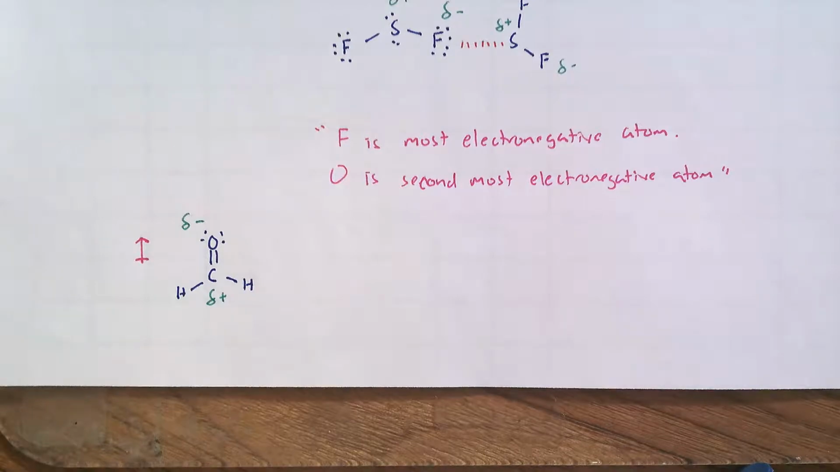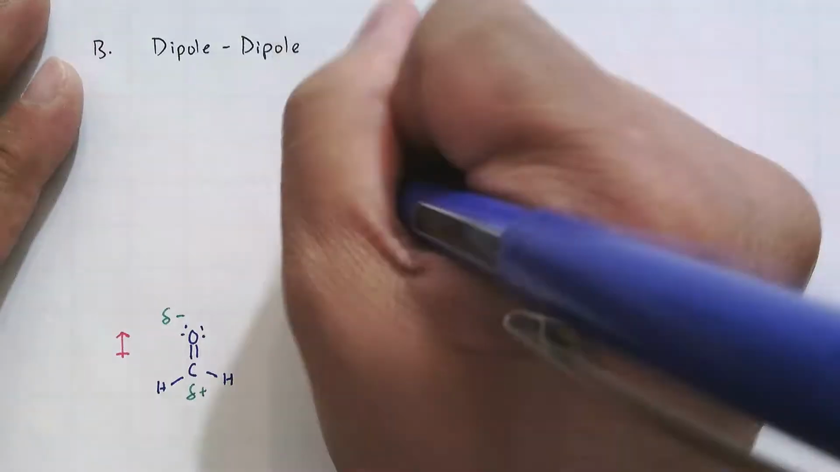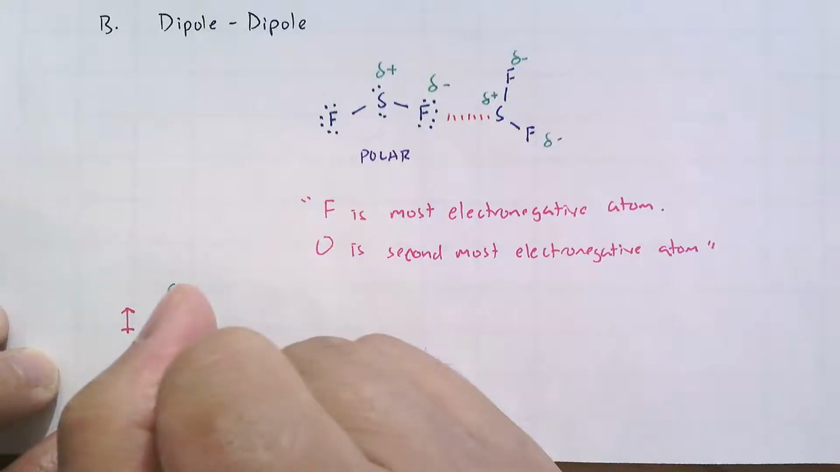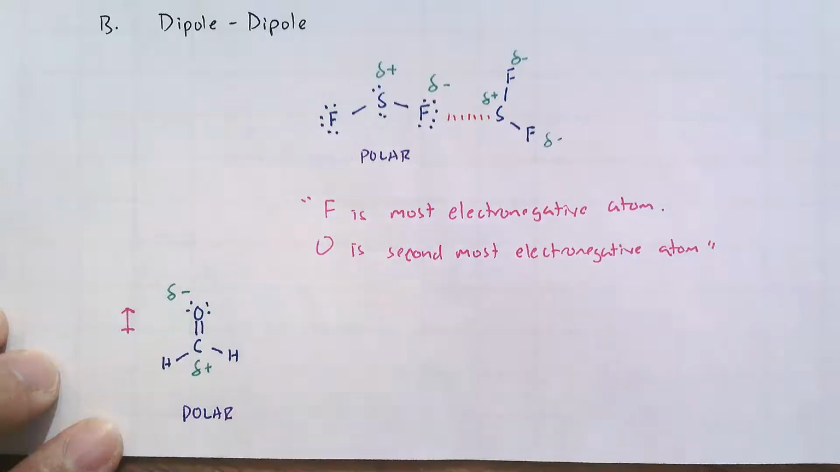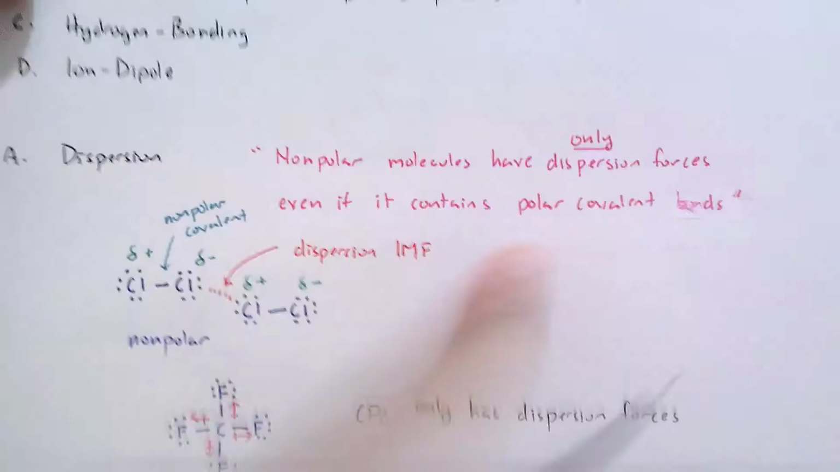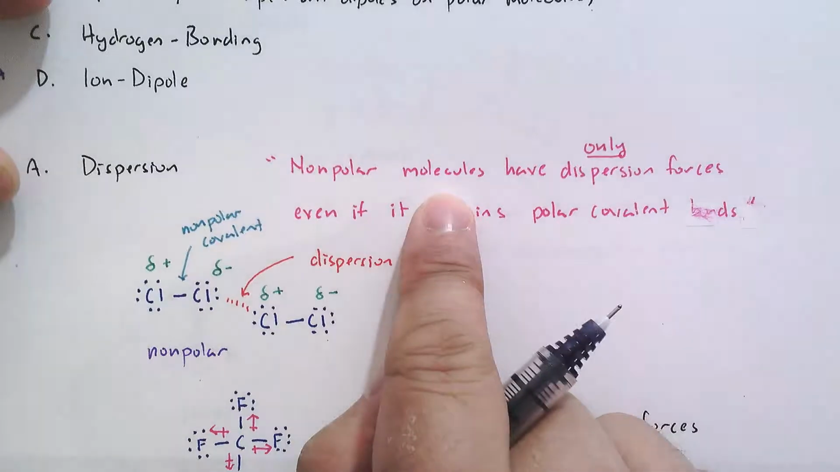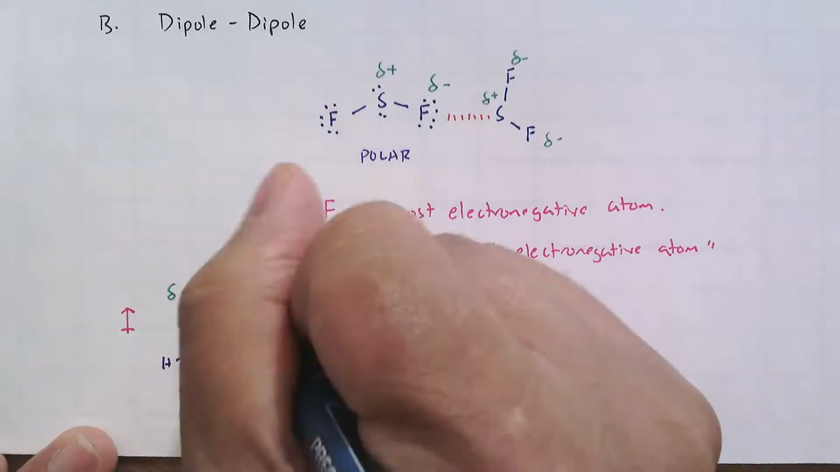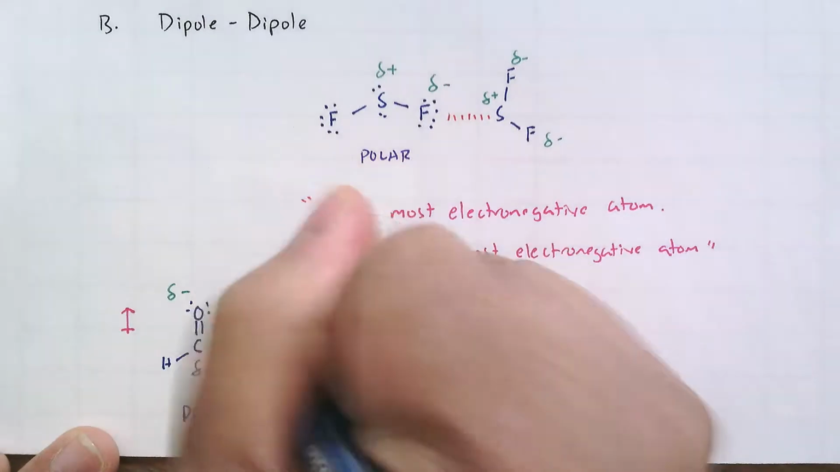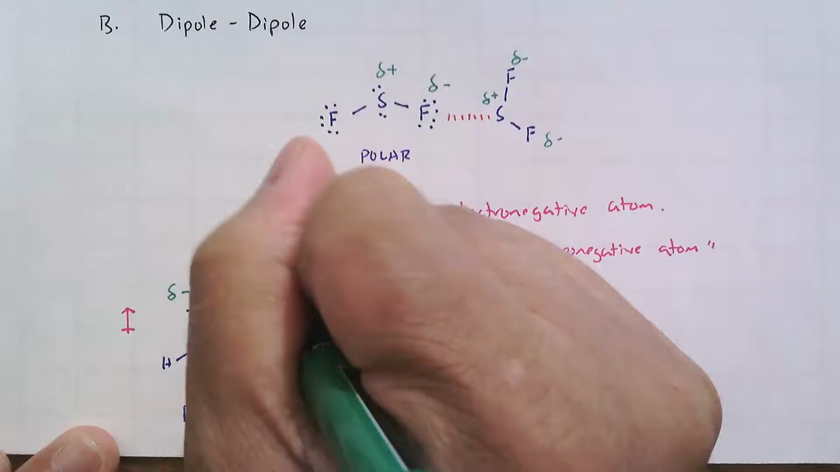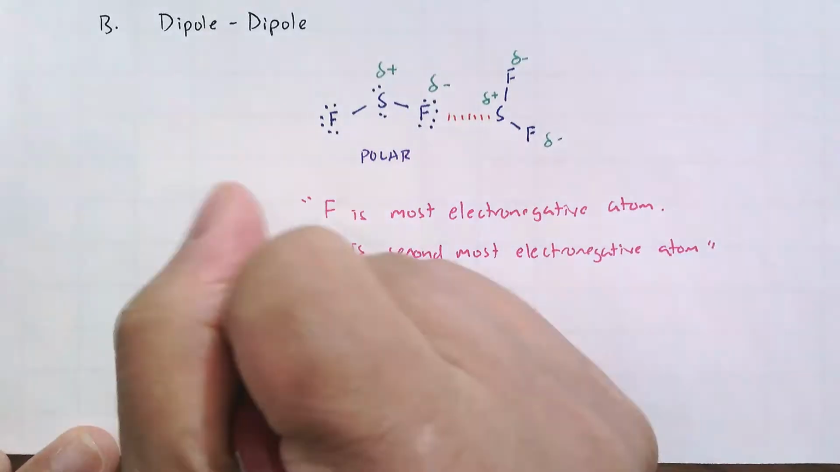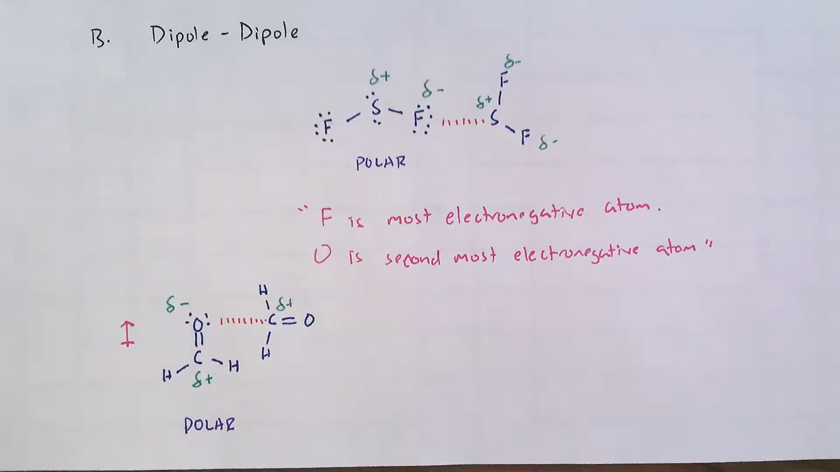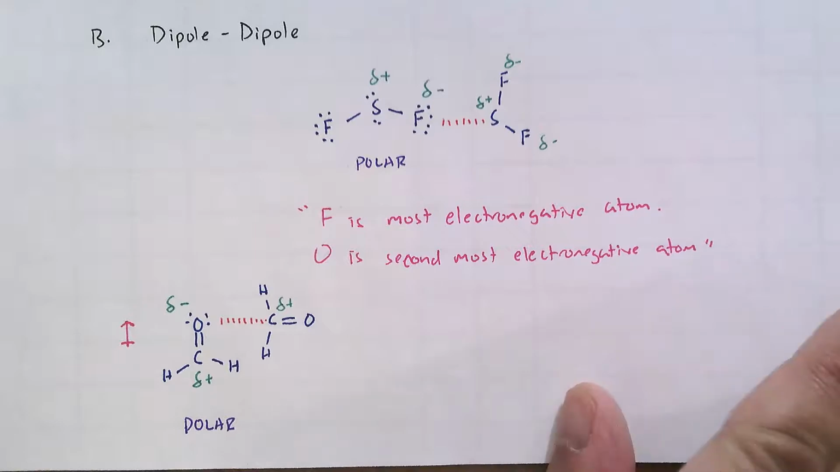But also, and I should have mentioned it for SF2, only polar molecules can have dipole-dipole interactions. So if it's nonpolar, go back to dispersion and say that nonpolar molecules only have dispersion forces. How would you draw a dipole-dipole interaction in this case? You have to line up the partial positives to the partial negatives. And we have this. That is dipole-dipole.